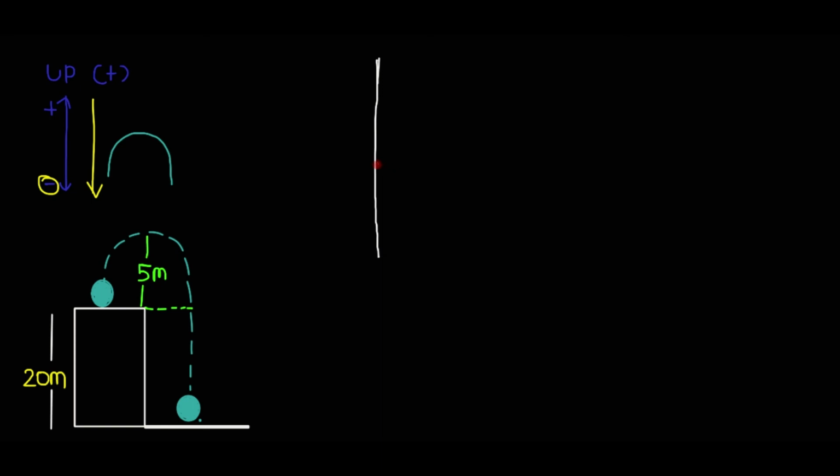Now let's look at the position time graph. We will start by writing the height the object is at initially. So this object is initially at a height of 20 meters, so we start from this height, and then this object reaches 5 meters above the top of the building. Here we will write 25.